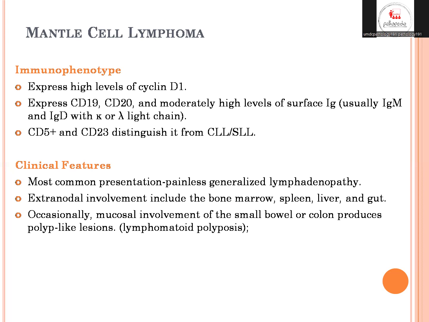Clinically, they appear as painless generalized lymphadenopathy. Extranodal involvement includes the bone marrow, spleen, liver, and gut. Occasionally, mucosal involvement of the small bowel and colon produces polyp-like lesions.